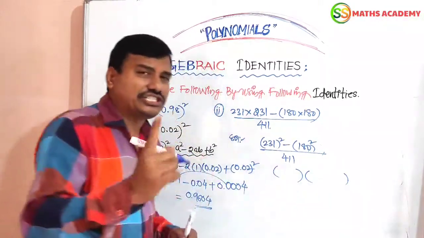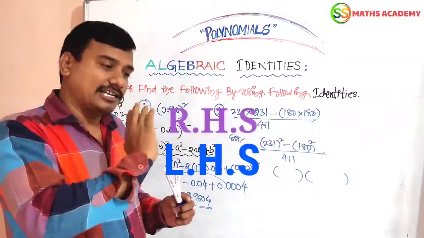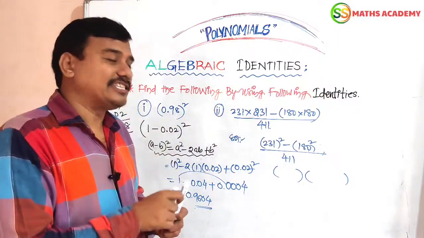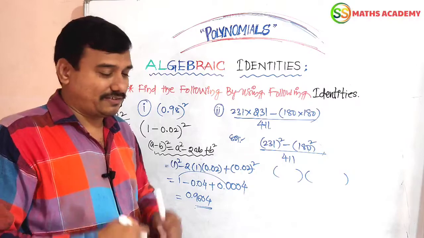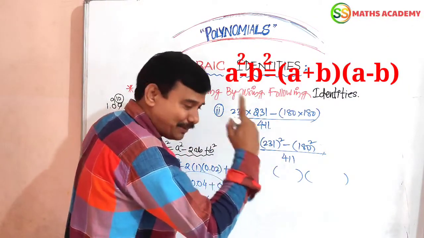Friends, I said just now, very clearly: if the LHS is given, we have to take the RHS; if the RHS is given, we have to do the LHS. Both are applicable depending on the condition. Here a square minus b square is given. We have to split the terms, which means (a plus b) into (a minus b).